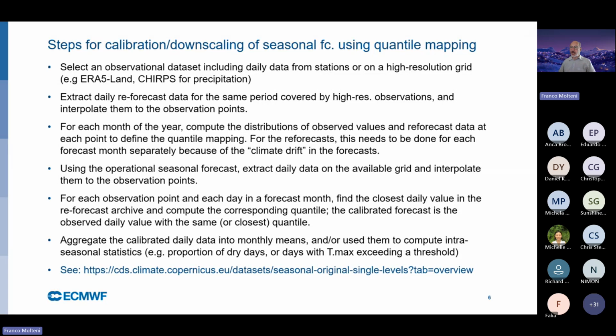So we did this exercise, and to do that, we did it for maximum temperature, minimum temperature, and precipitation. So the web address at the bottom is basically the entry in the CDS archive where you will find this single level daily data from seasonal forecasts.